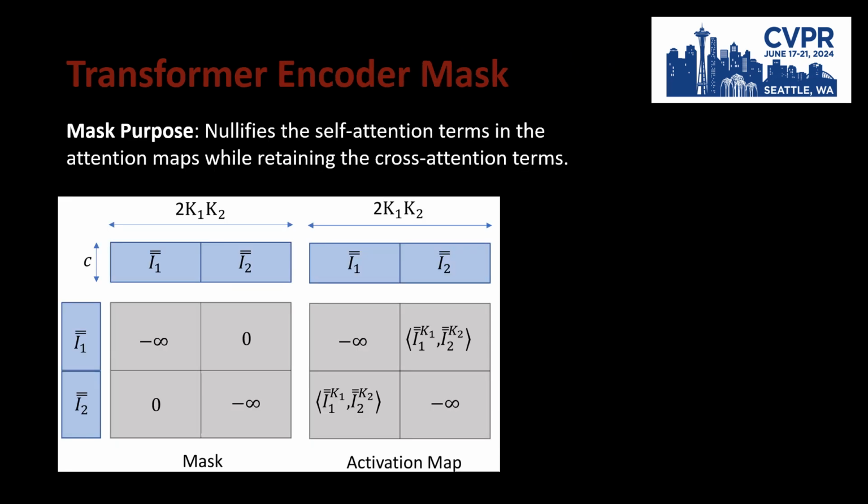Computing the cross-attention using a transformer encoder requires an input mask M. The mask M zeroes the self-attention terms, retaining only the cross-attention terms. In that case, only pairs of features from both images contribute to the rotation estimation, and pairs of features from the same image can't contribute to the rotation estimation.